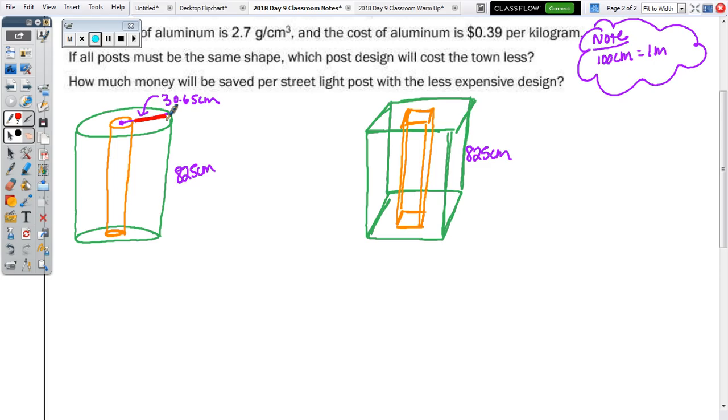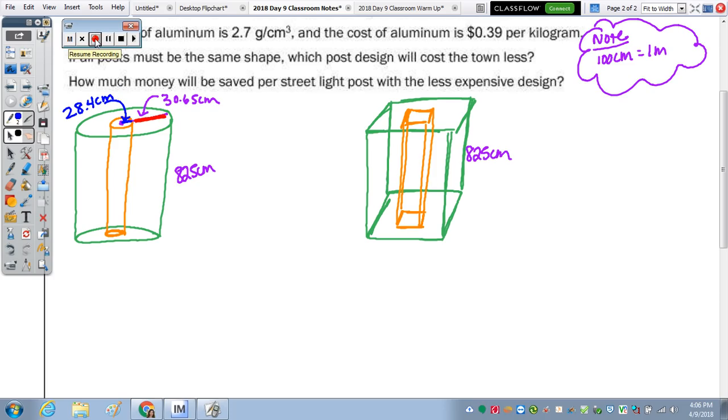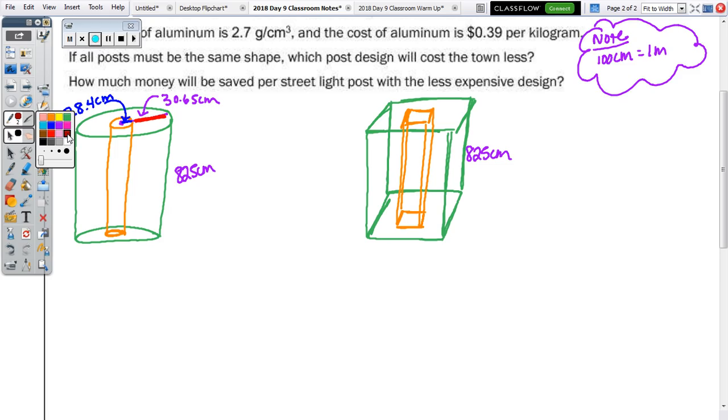So that means the inside radius, let's go blue, this inside radius, 30.65 subtract 2.25 is 28.4 centimeters. Over to the rectangular prism. Again, the thickness is 2.25 centimeters, and it said it's a square base of 50 centimeters.